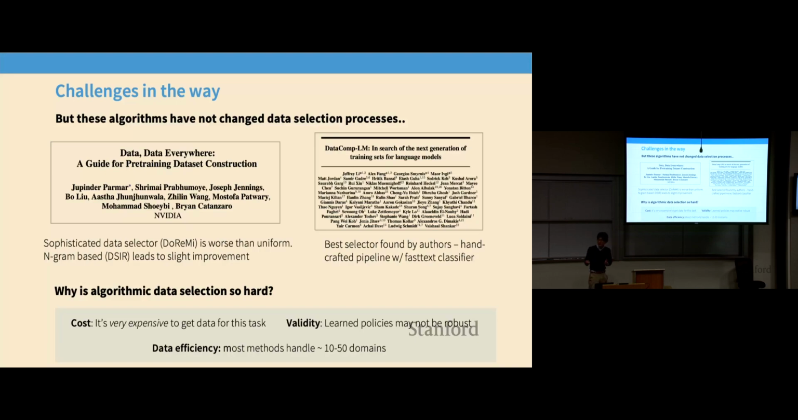And so let's think about why algorithmic data selection has remained so elusive and so hard. Well, there's a cost reason. If you want to understand how data affects a language model, at some point you have to remove data and train a language model.